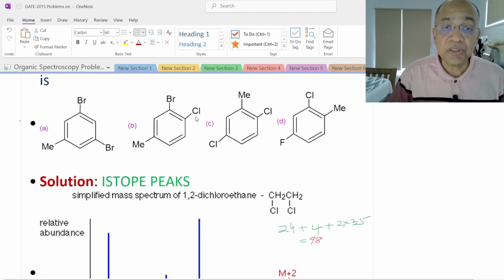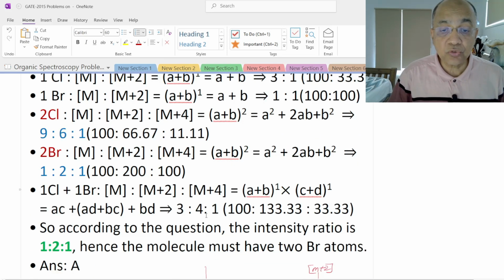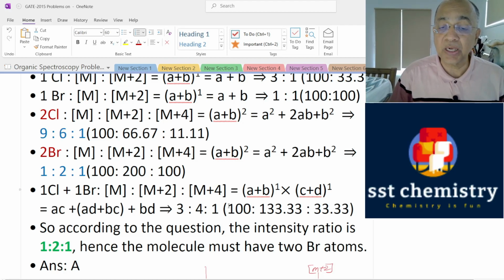I have also shown that the presence of one chlorine and one bromine would give the ratio 3:4:1, because that is a separate formula. (A plus B) to the power n, n stands for the number of chlorine, here it is 1, into (C plus D) to the power m, m is the number of bromine, here also equal to 1. And you multiply these two and then group the middle two terms, and it will come to 3. Put A is equal to 3, B is equal to 1, C is equal to 1, D is equal to 1. This is for bromine, this is for chlorine. And if you put them, it will come 3:4:1.